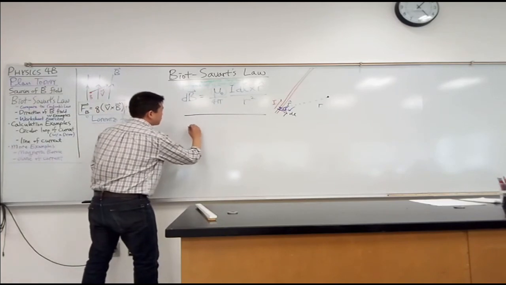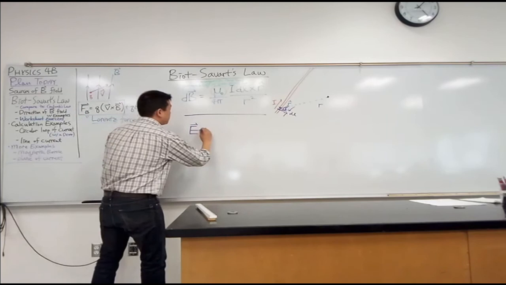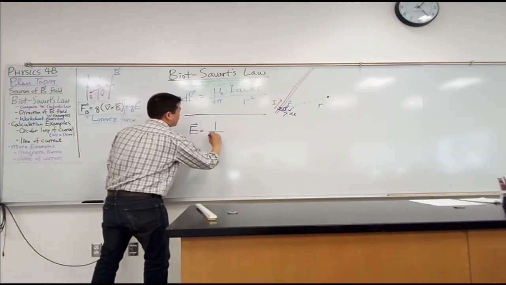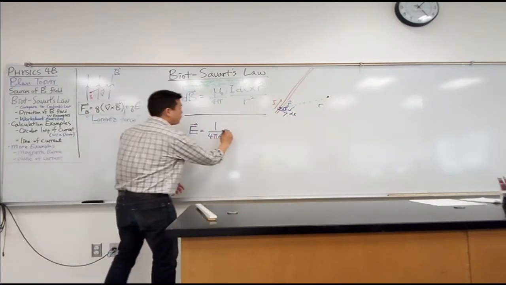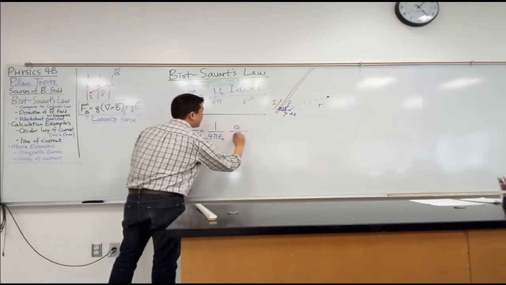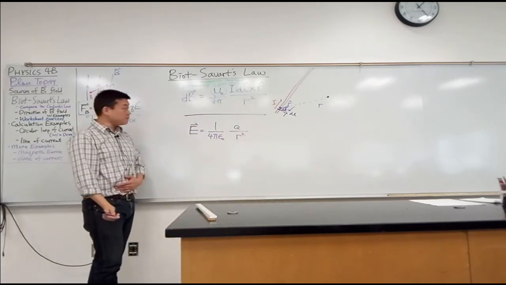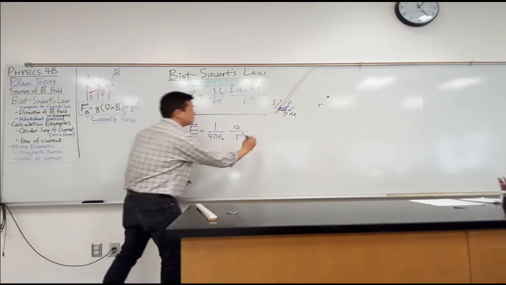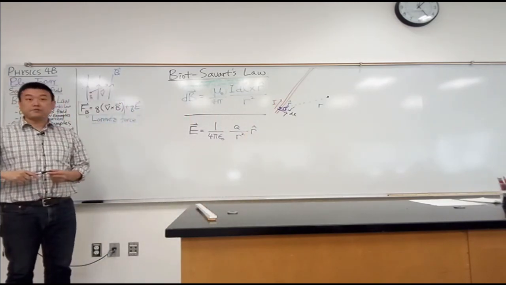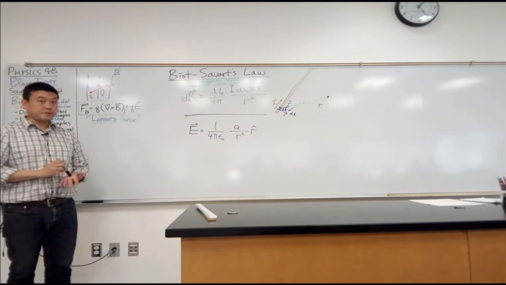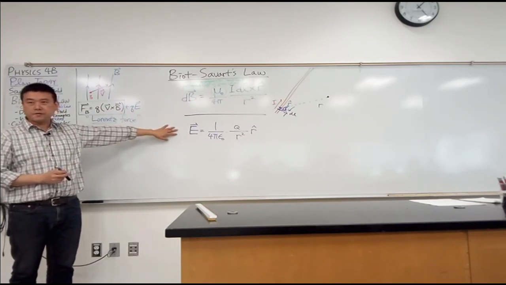Coulomb's law says that the electric field due to a point charge is given by 1 over 4 pi epsilon naught times the charge of the point charge divided by the distance squared. It's what we call an inverse square law. And it's a vector quantity, so there's an r hat unit vector that we need. Good? Everyone feels familiar with Coulomb's law, how we defined it?